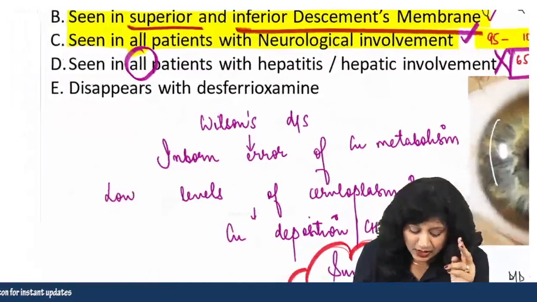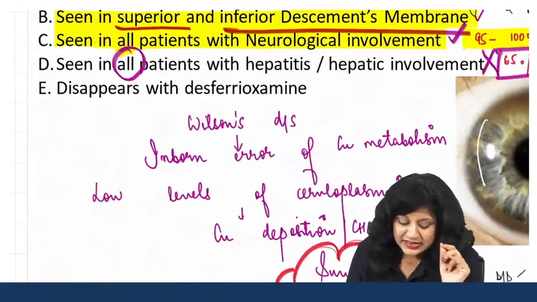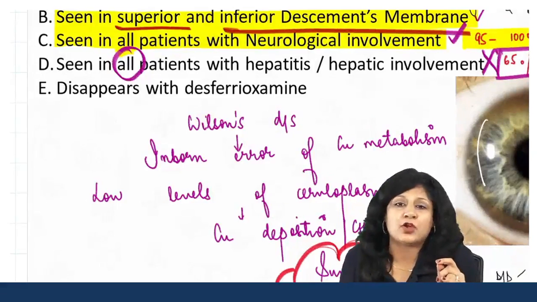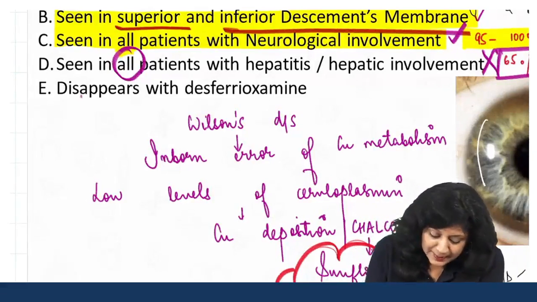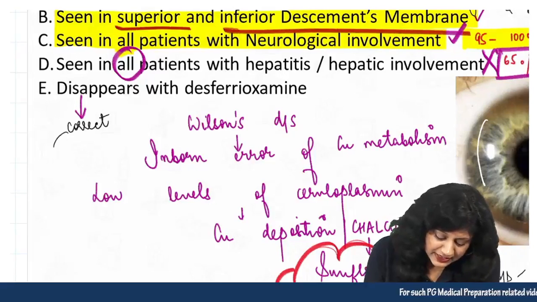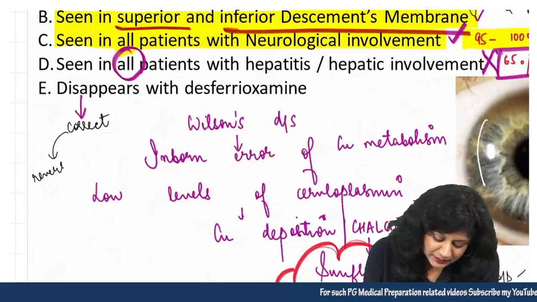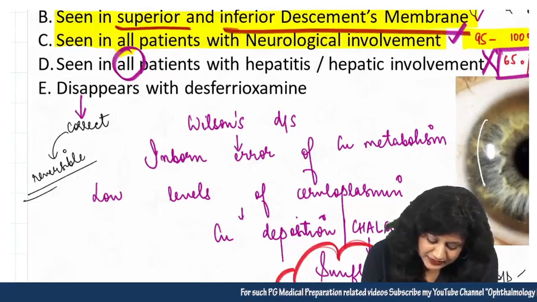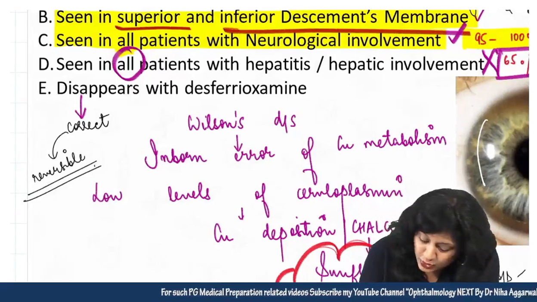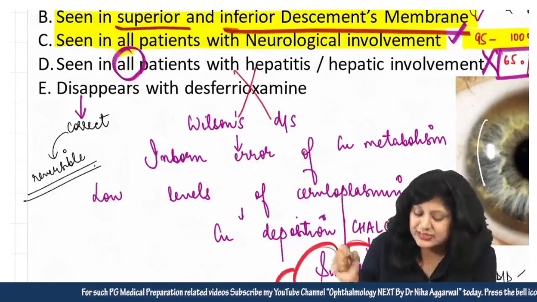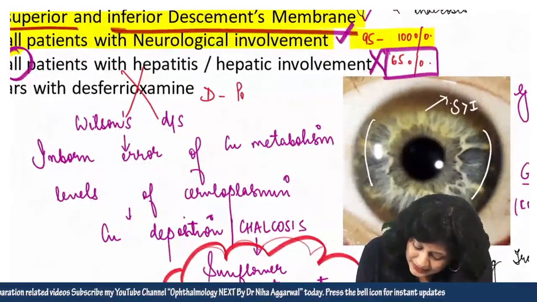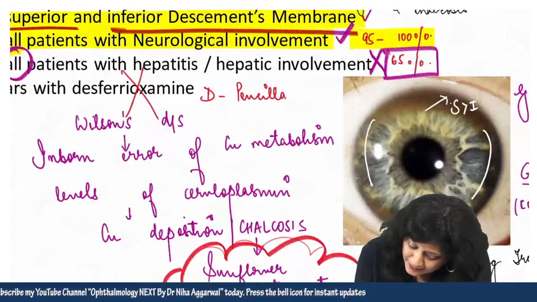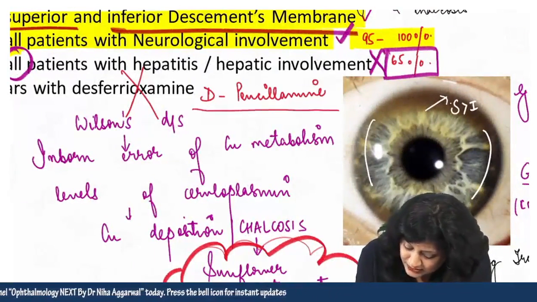Now look at option E. Disappears with desferoxamine. Now this statement is partially wrong. It disappears, this is correct. It is disappearing, which means the KF ring is reversible. This is correct, but it is not reversible with desferoxamine. It is reversing with D-penicillamine. So therefore this statement is again wrong.